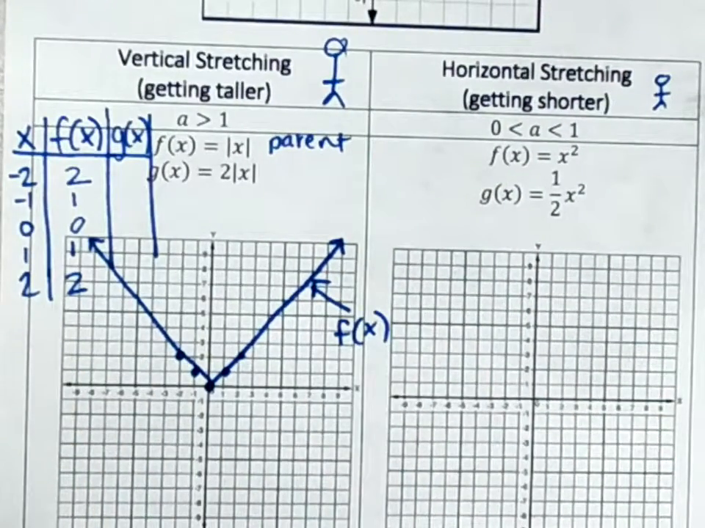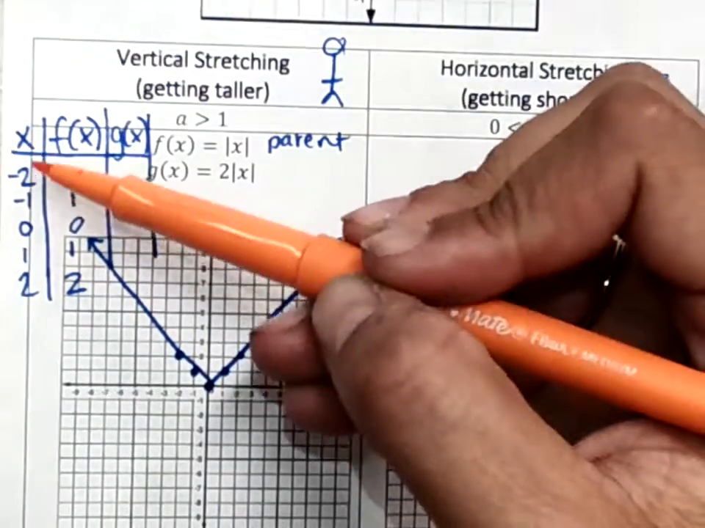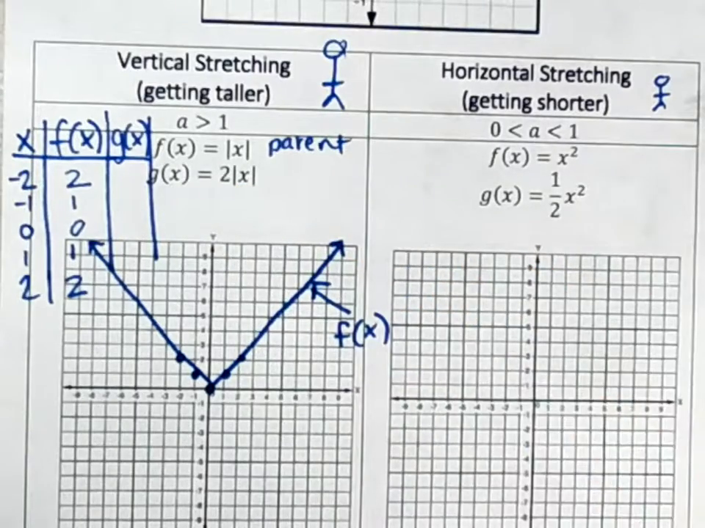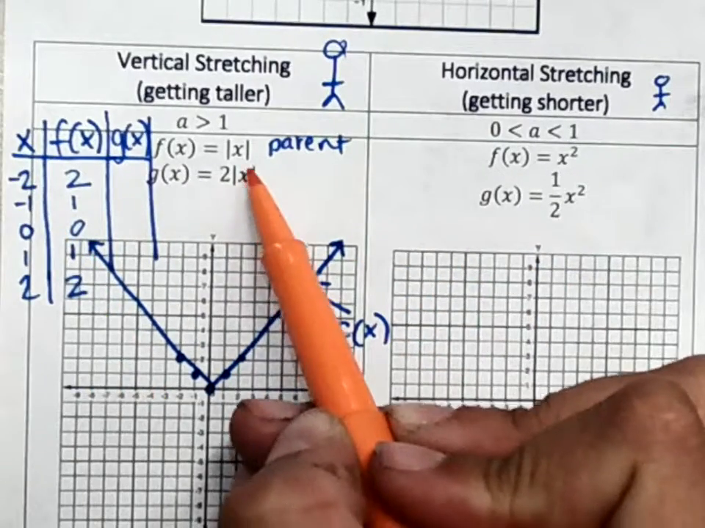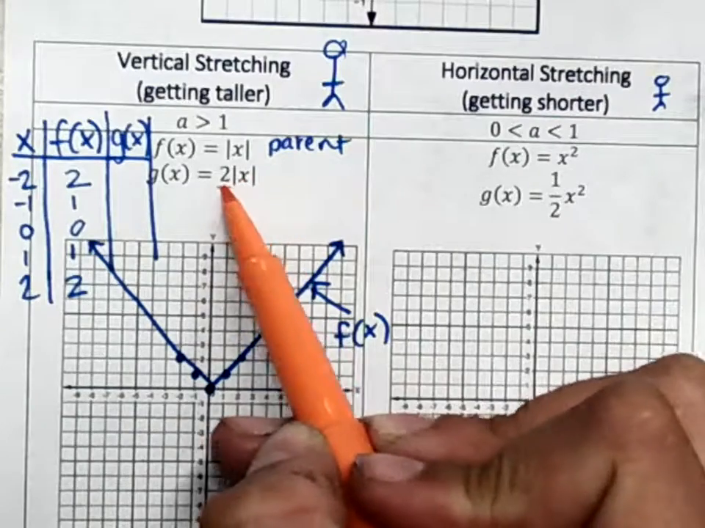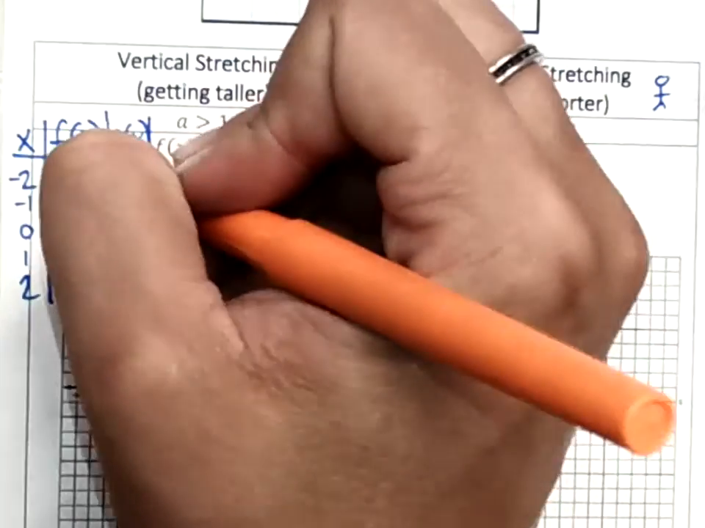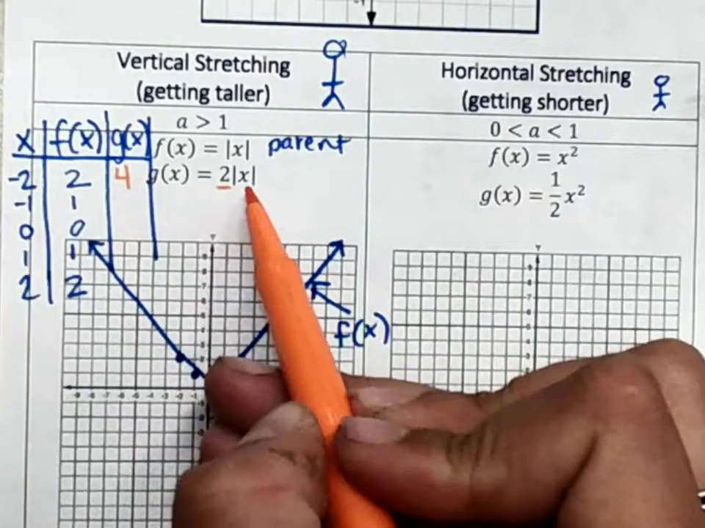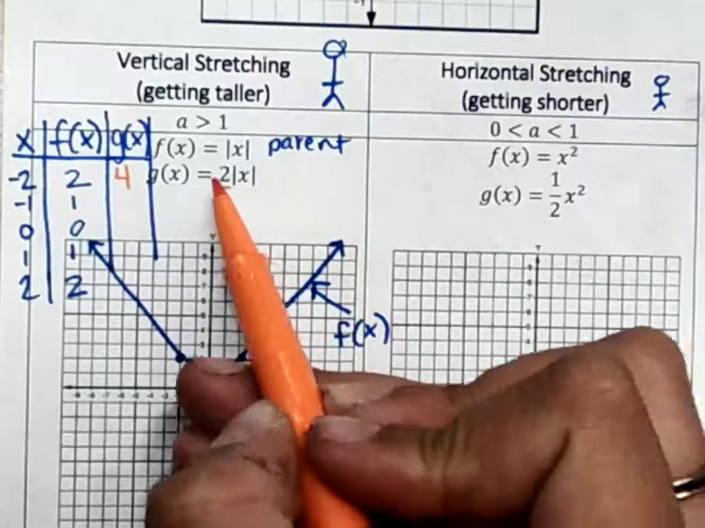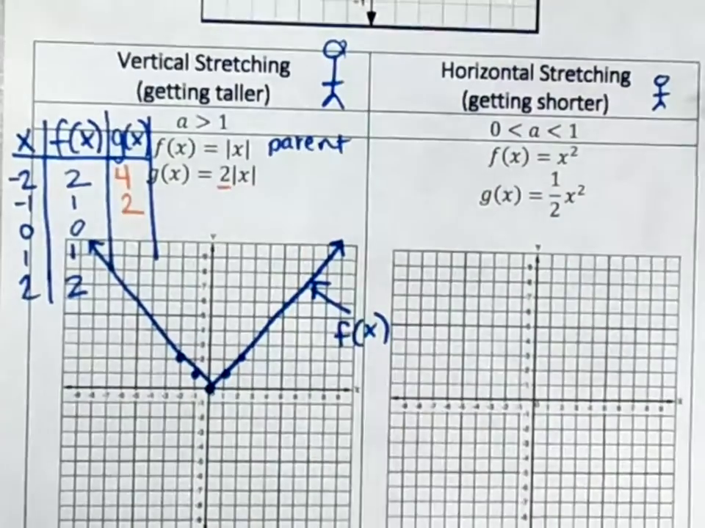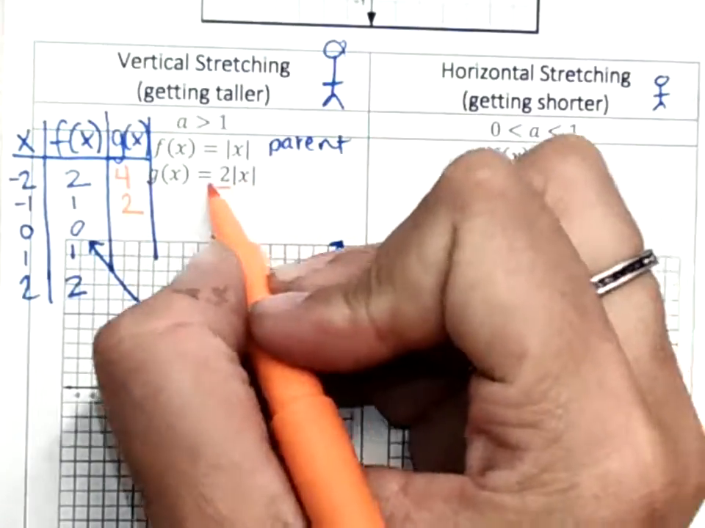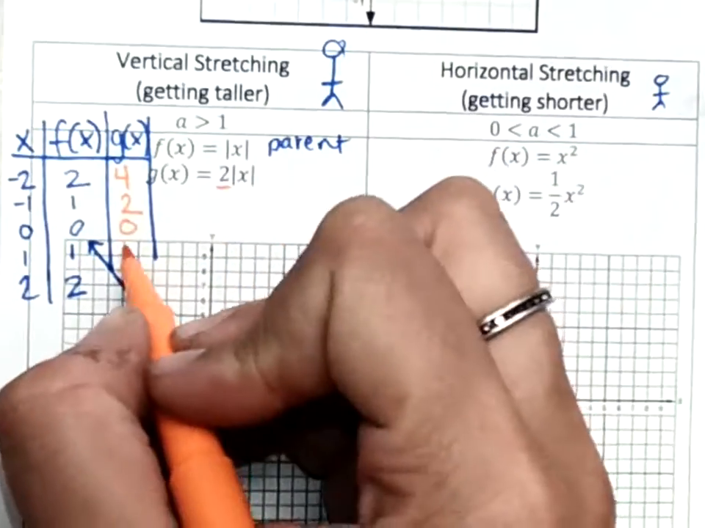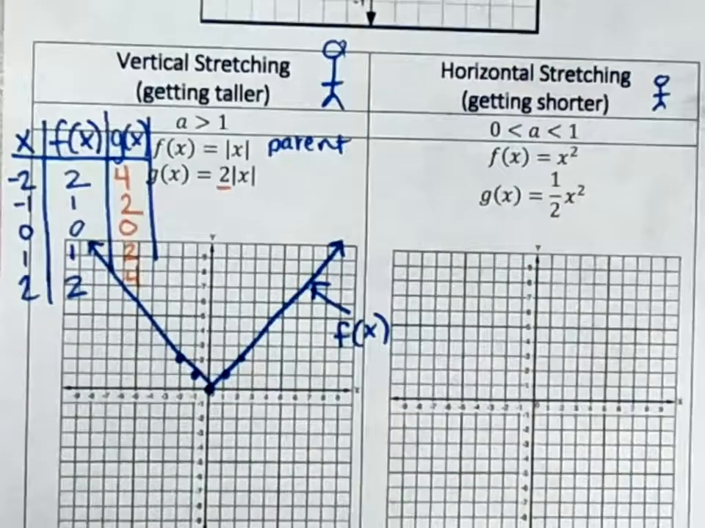Now if we want to graph the same points for the x values, but plug it into g of x, we're going to get something different. So the absolute value of -2 is still positive 2, but now we're going to multiply it by our coefficient of 2, and that's going to give us 4. We're going to plug in -1 into the absolute value and get positive 1. 1 times 2 is 2. We plug in 0. 0 times 2 is 0. We plug in 1. 1 times 2 is 2, and 2 times 2 is 4.